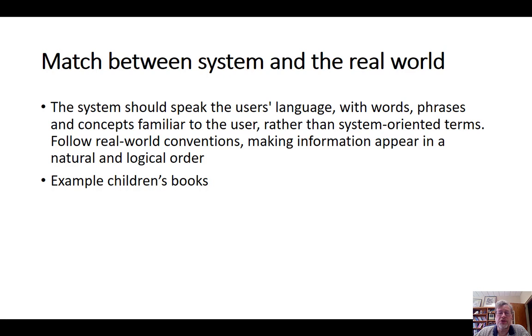We want to match between the system and the real world. The system you build should speak the user's language with words, phrases, and concepts familiar to the user. Rather than system-oriented terms, you want to follow real-world convention, making information appear in a natural and logical order. You want to think about who your user is and how they speak. His example in this one was children's books. They're written differently than college textbooks, right? They use color, they use different vocabulary. It's much shorter, punchier. It relates to things children are familiar with.